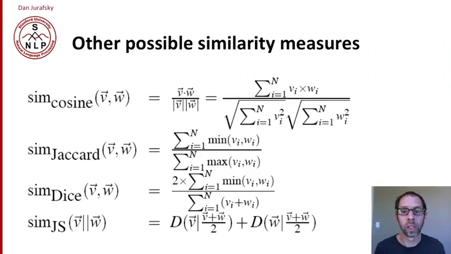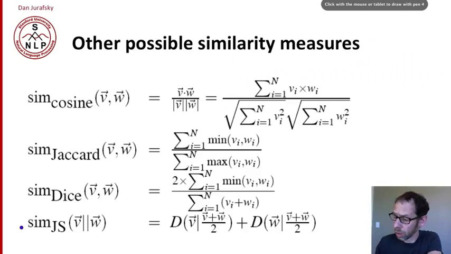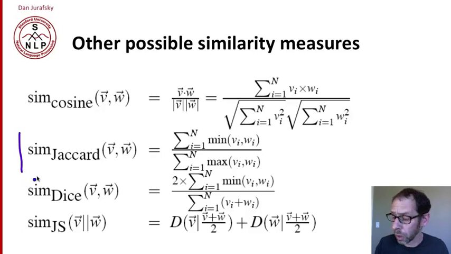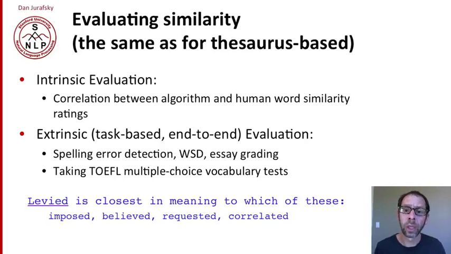There are a number of possible similarity metrics. Besides cosine, we can use the Jaccard method that we saw earlier in information retrieval, the Dice metric, or there's a family of information theoretic methods like Jensen-Shannon divergence that can also be used for similarity. But cosine is probably the most popular. Similarity for distributional methods is evaluated just the same as it is for thesaurus-based methods. Either intrinsic evaluation, where we compute its correlation with some human word similarity number, or extrinsically we pick some task like taking the TOEFL exam or detecting spelling errors, where we can compute some error rate, and we see if our similarity metric results in a better error rate.